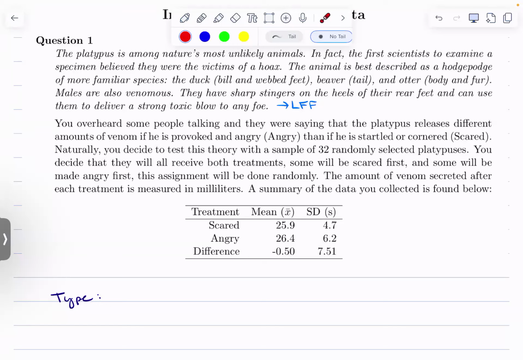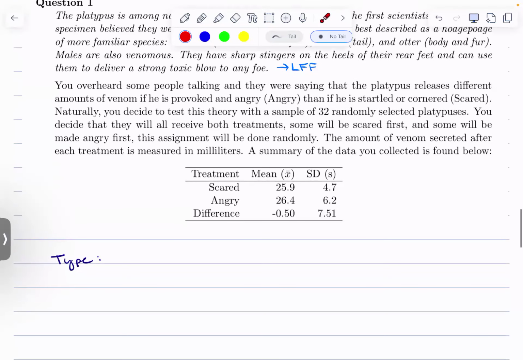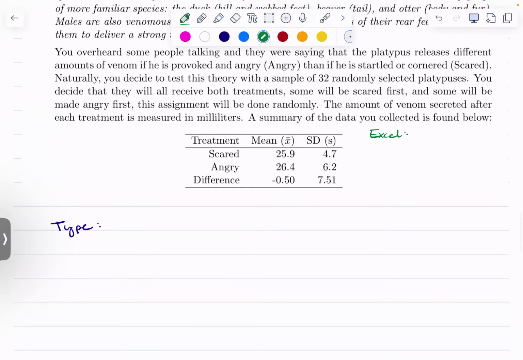So let's look at what we've been given, right? And so we have 32 randomly selected platypuses, okay? And they each get this treatment. They get scared and they get angry. So if you think about your Excel spreadsheet, in Excel, what would this look like? You would have platypus number 1, 2, how much venom they secreted when they were scared, and how much they secreted when they were angry.